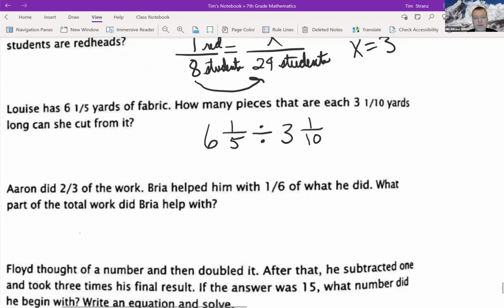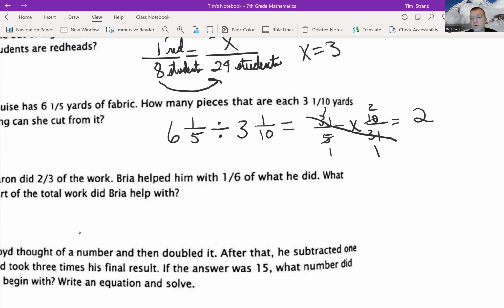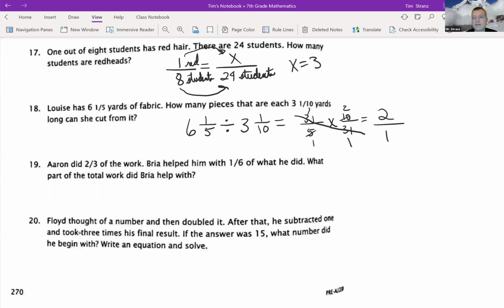Okay, remember when you're dividing fractions, keep, change, flip. So first I'm going to make these improper fractions. So 6 times 5 plus 1 gives me 31 over 5. So I'm going to keep that. I'm going to change to multiplication. I'm going to flip this last one after I make it improper. So this would be 31 over 10, so 10 over 31. Okay, you can see the 31s are going to cancel. They each become 1. 5 goes into itself once. 5 goes into 10 twice. Now just multiply across. 1 times 2 is 2 over 1. So she can cut 2 pieces.